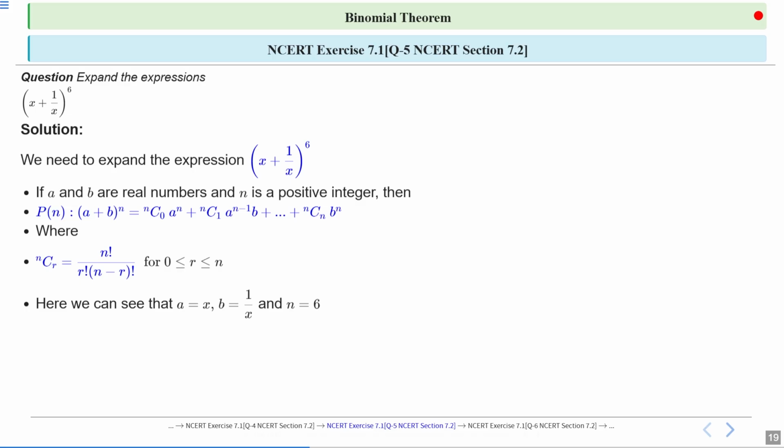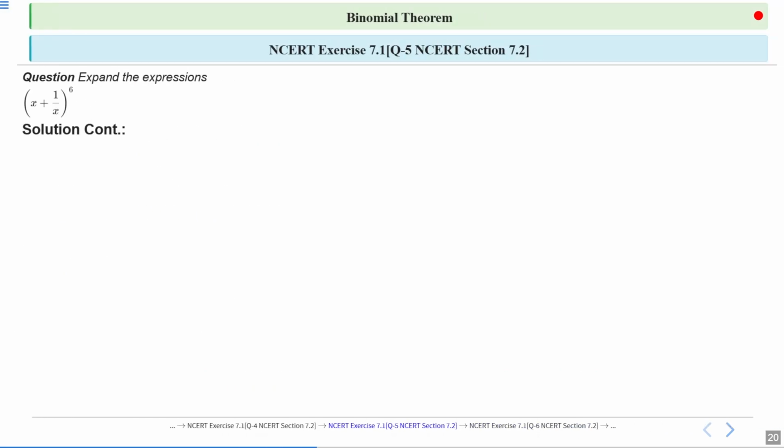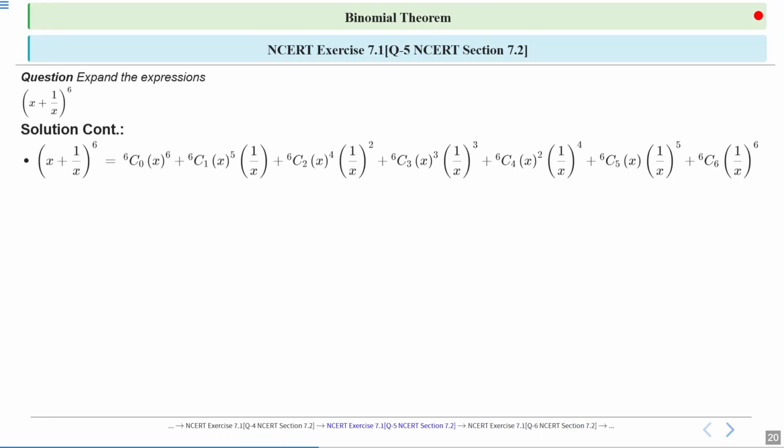Here we can see that a equals x, b equals 1 by x and n equals 6. So by using the binomial theorem, the expression (x plus 1 by x) raised to the power 6 can be expanded as (x plus 1 by x) raised to the power 6 equals 6c0 x to the power 6 plus 6c1 x to the 5 times 1 by x plus other terms, and the last term will be 6c6 times (1 by x) raised to the power 6.